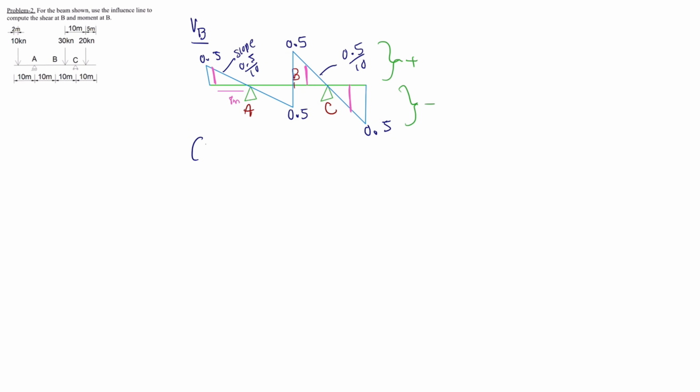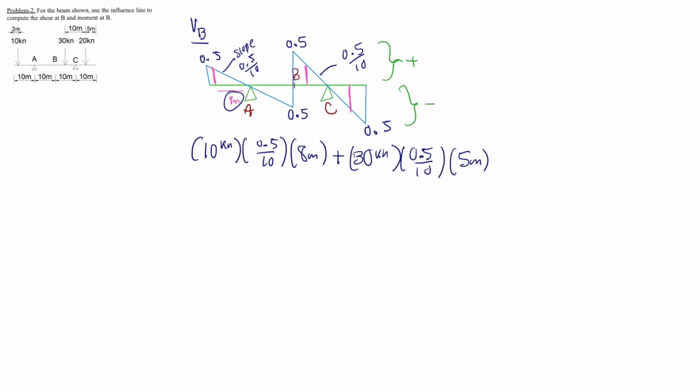To calculate the shear at B, we will do the 10 kilonewtons, which is from the point load, times the slope, which is 0.5 over 10, times the distance from the load 10K to the nearest support, which will be the 8 meters that we mentioned before. Then we will add the point load of 30 kilonewtons, times the slope, which is 0.5 over 10, times the 5 meters, which is this distance of 5 meters.